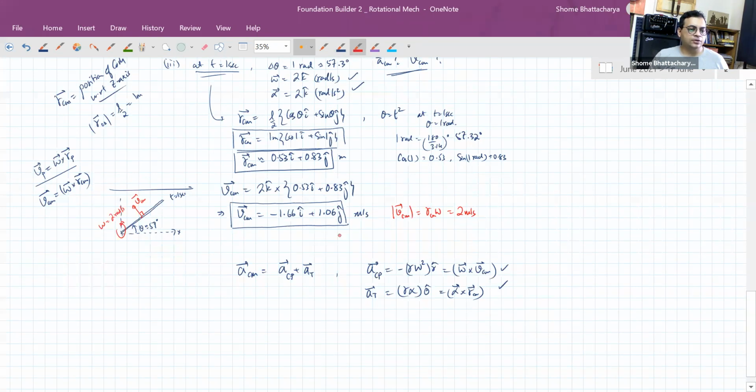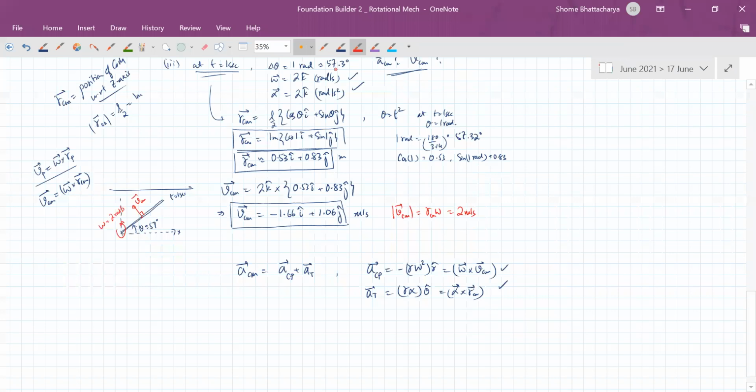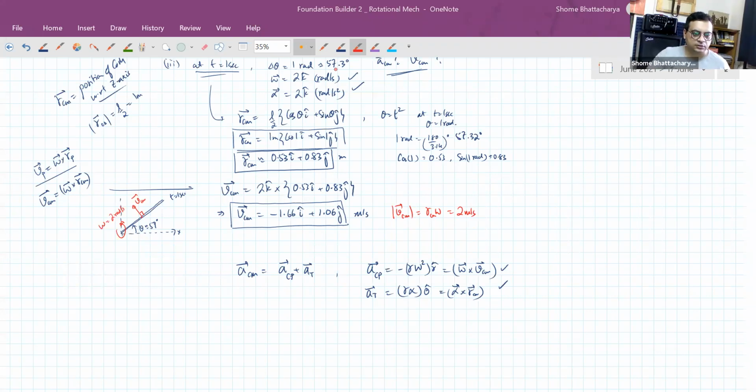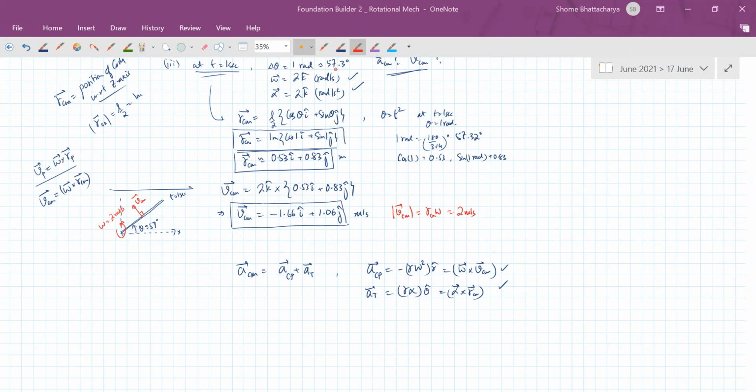So basically to calculate this velocity, yeah. No, sir, understood. Sorry, can you speak a little louder, please? No, sir, nothing, sir. Yeah.